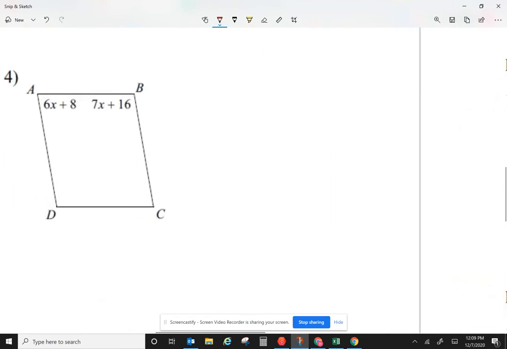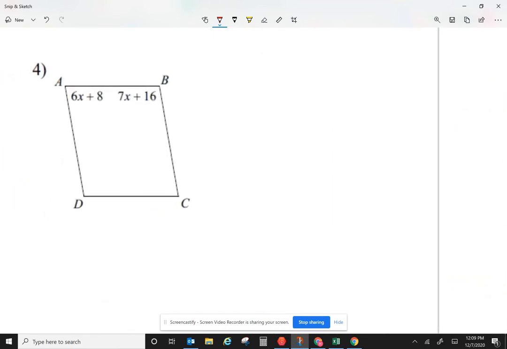Now looking at question number 4. Angles A and B, they are adjacent. They're going to add up to 180. So I'm just going to say 6x plus 8 plus 7x plus 16 is equal to 180. Adjacent angles, right? Angles that are connected by a side, adjacent angles, they add up to 180. All right, so I'm going to treat this as a simple algebra question. I'm going to separate them through the equal sign.